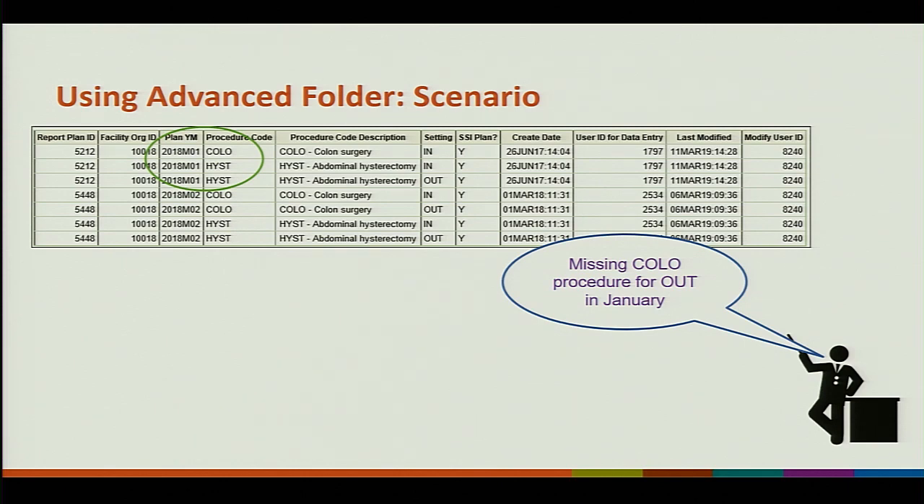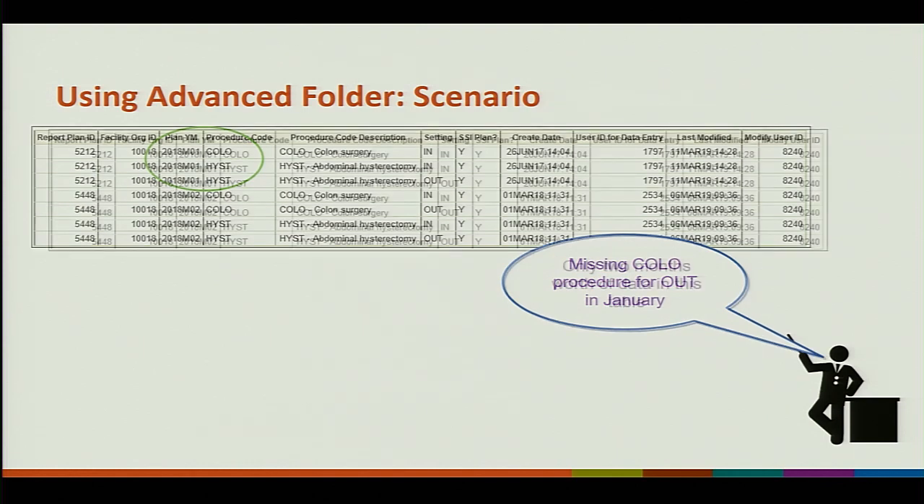It looks like I have an inpatient and outpatient setting underneath, so I've got it included there. But I only see 1 inpatient colo procedure for the monthly reporting plan for January, whereas when I look at February, I see 2 colos and 2 HISTs, so that's right. So it looks like I'm missing a colo outpatient in my plan for January. That's something I need to change.